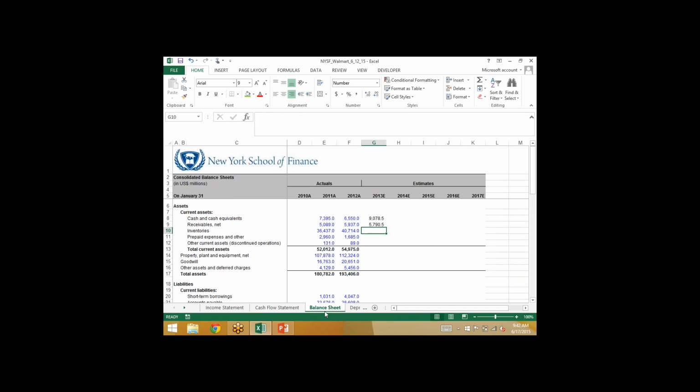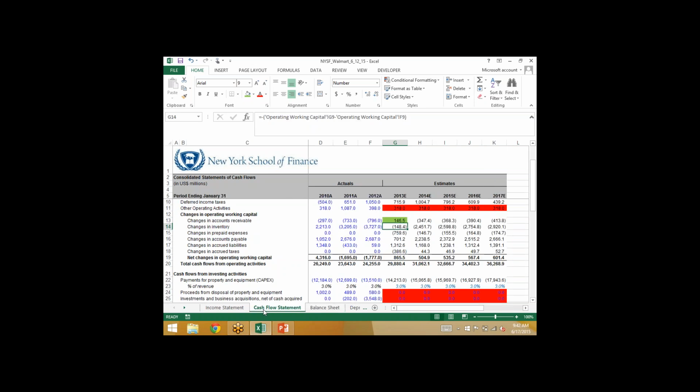Next, inventory. So what cash flow statement line item drives the inventory? Change in inventory. Change in inventory is negative 148.4. What does that mean? We've bought inventory. Inventory goes up.